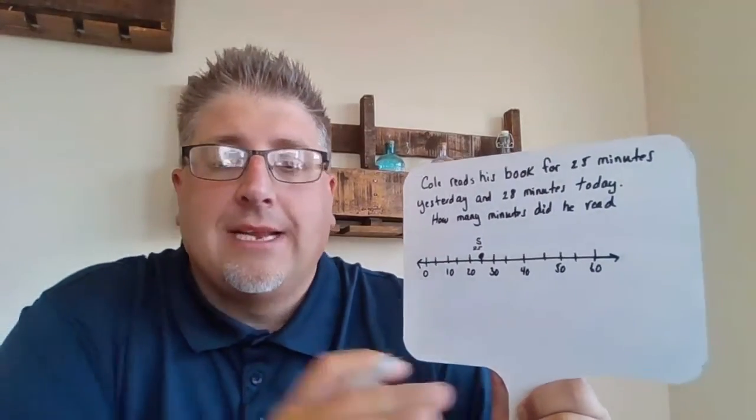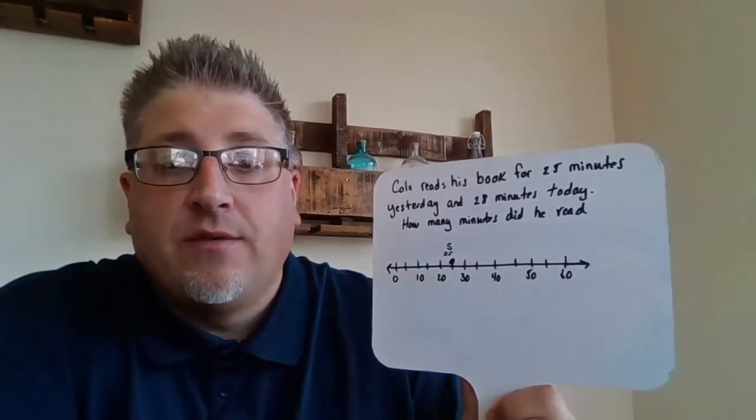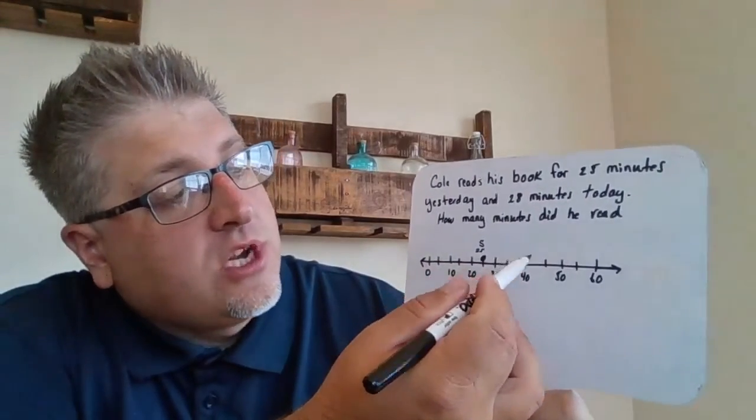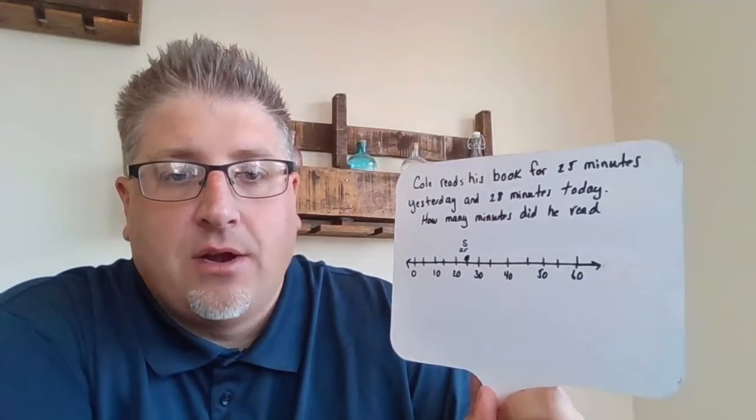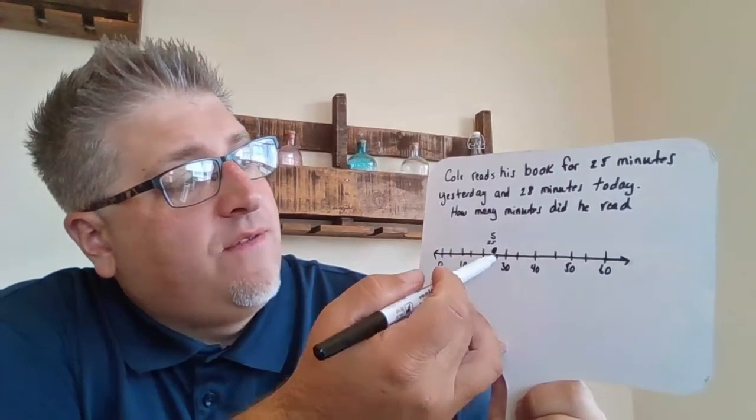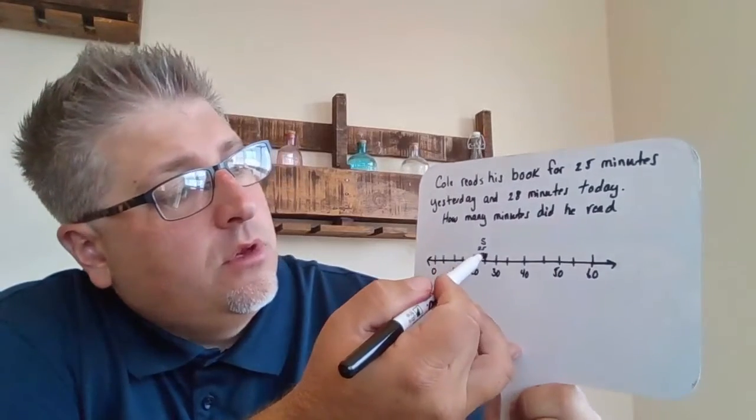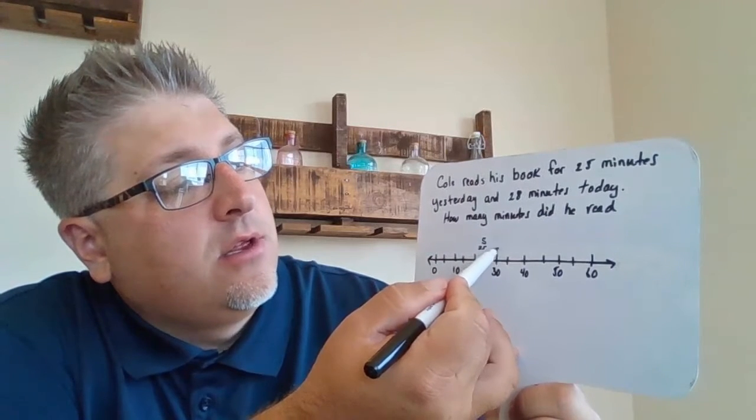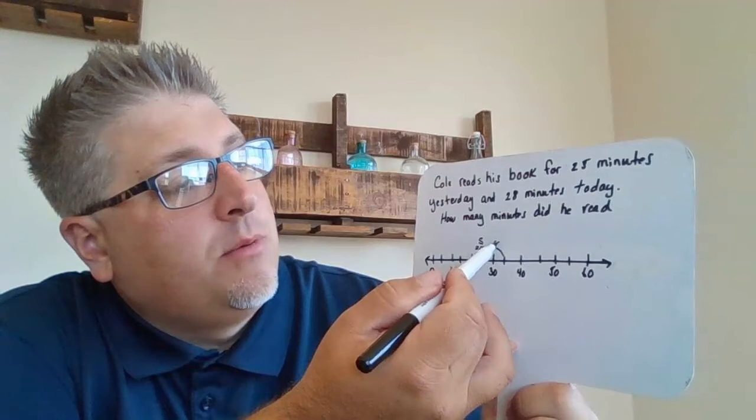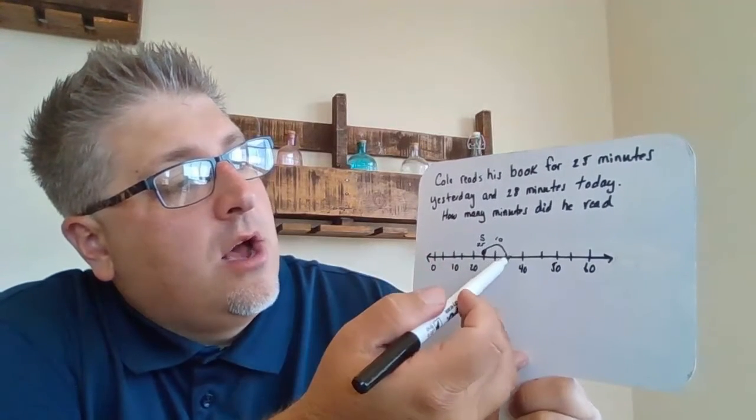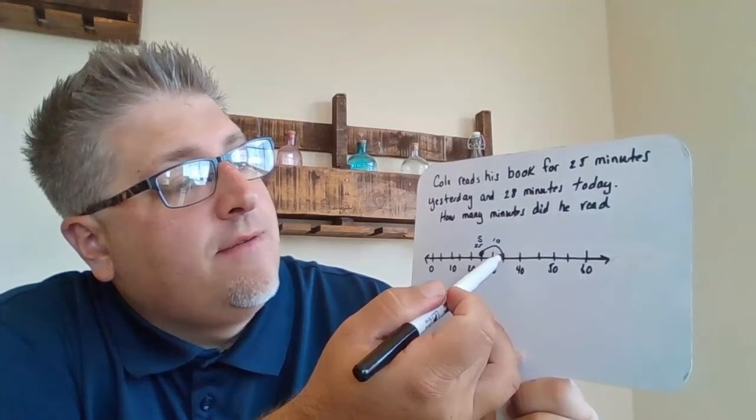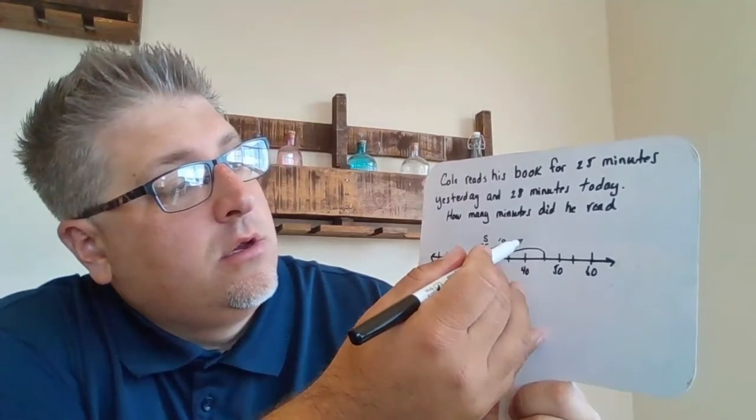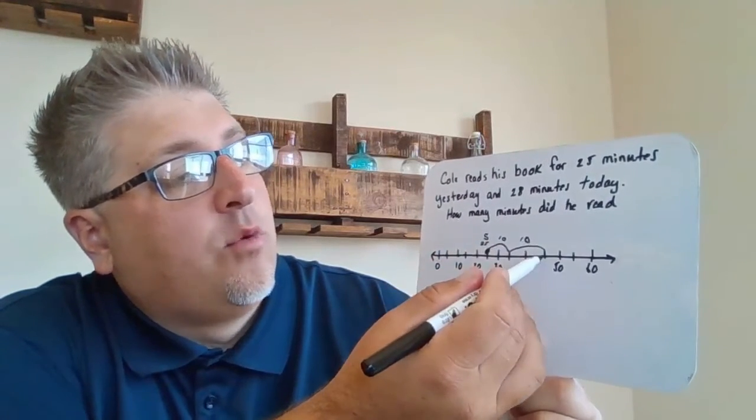Okay? So how we're going to attack this now is he read for 25 minutes yesterday and 28 minutes today. So we're going to go from the 25 and we're just going to move up. We're going to go up 28 from there. So I'm here on the 25. So we got to go up 28. So 10 more from 25 would bring me to 35. So that's 10 more minutes. And another 10, we'd go from 35 all the way to 45.